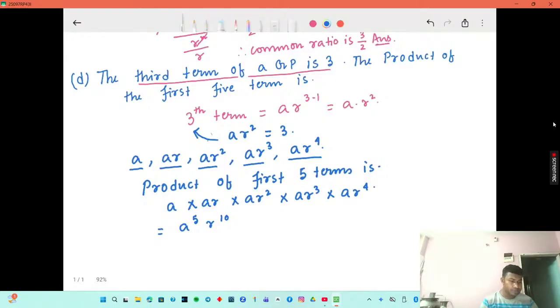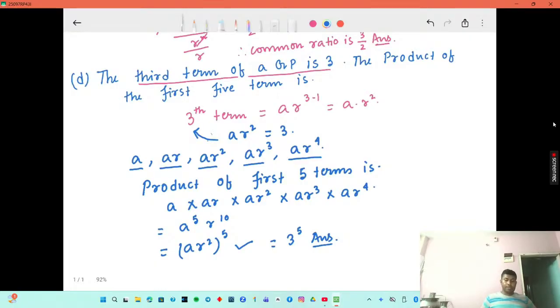Okay. So now we can write (ar square) to the power 5. Why can we write this? Because if we write this multiplication with respect to the third term, we can write this. Now we know the value of ar square is 3. So 3 to the power 5. So the product of the first 5 terms will be 3 to the power 5, and this will be the answer of this question. Is it clear to you?